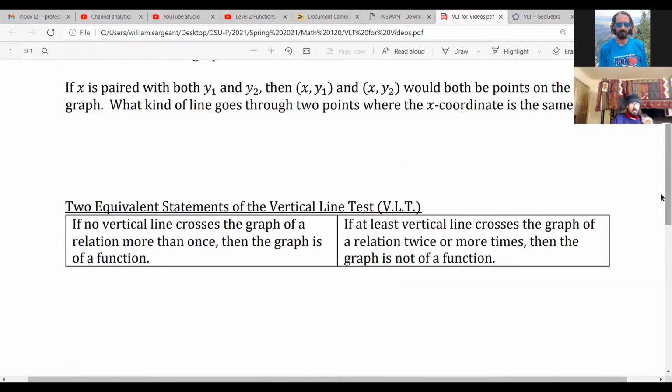But if you find at least one vertical line that crosses more than once, then that graph is not of a function. So if at least one vertical line crosses more than once, i.e. twice or more, that graph is not of a function.